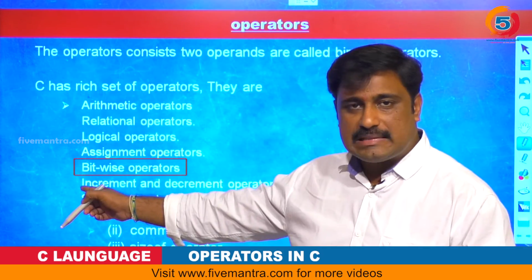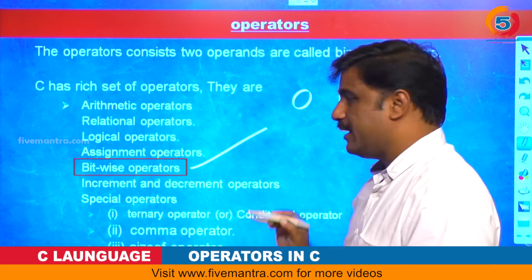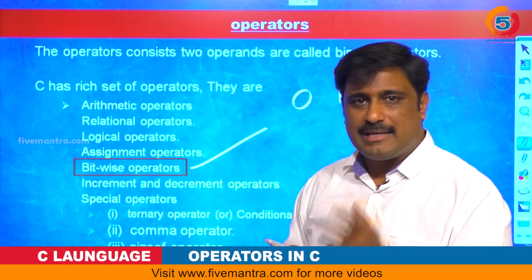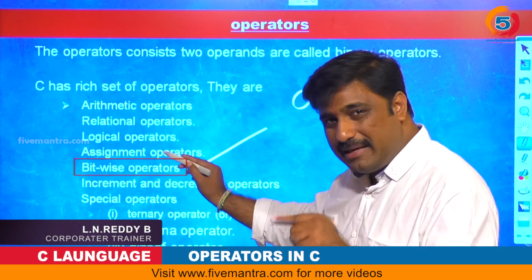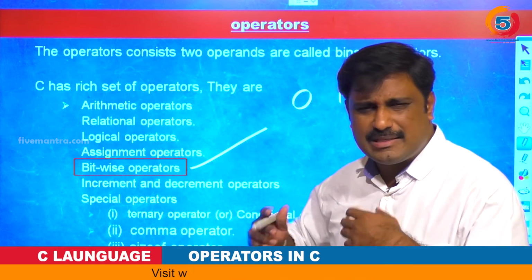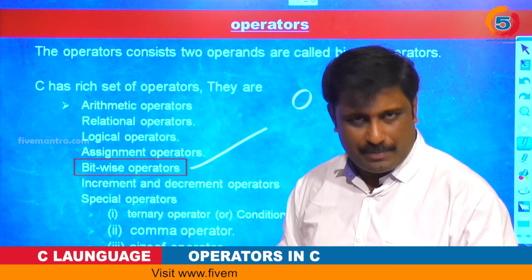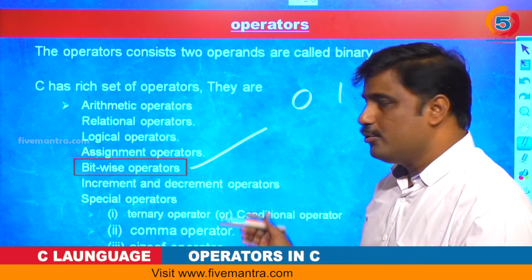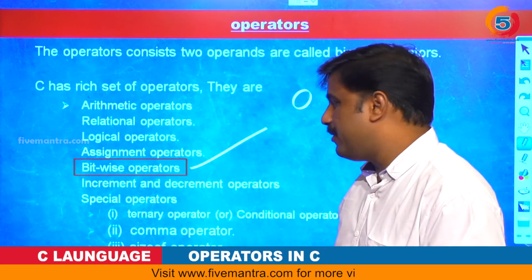Next, after the assignment operator, the bitwise operators. Bitwise operators work with zeros and ones only, that is, based on bits. You know that data is saved in binary format, and each binary digit is called a bit. Bitwise operators work on bits. They are basically used in electronics because C is meant for system-oriented applications like device drivers or operating systems, where you have to transmit data in bits. That bit manipulation is done with the help of bitwise operators.